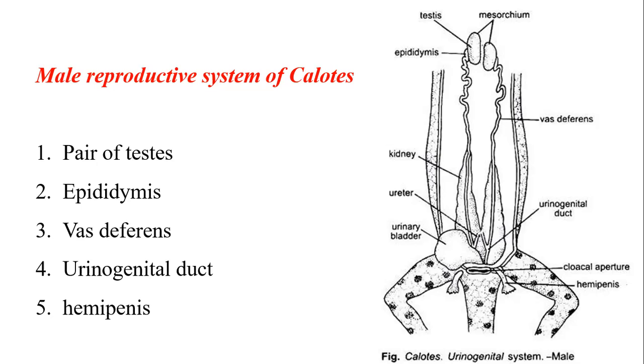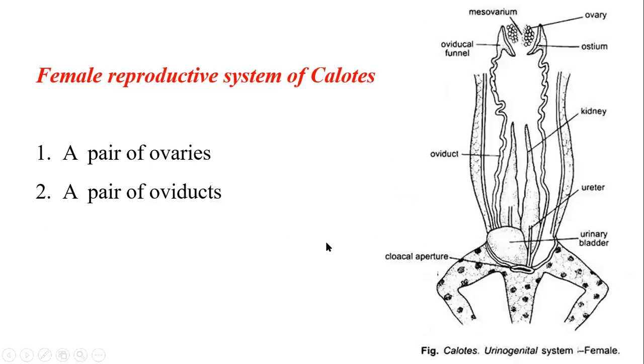Then we will see the female reproductive system. The female reproductive system of Calotes consists of a pair of ovaries and a pair of oviducts. Firstly, the ovaries: in the female, there are two whitish and irregularly lobed ovaries.